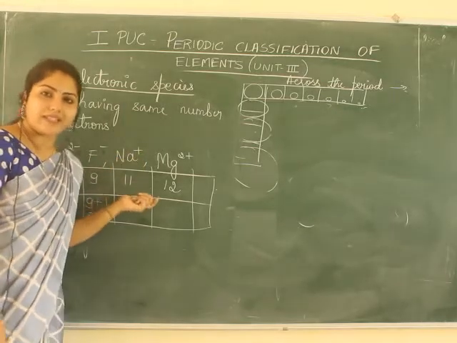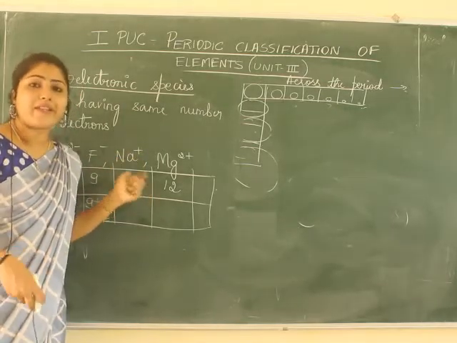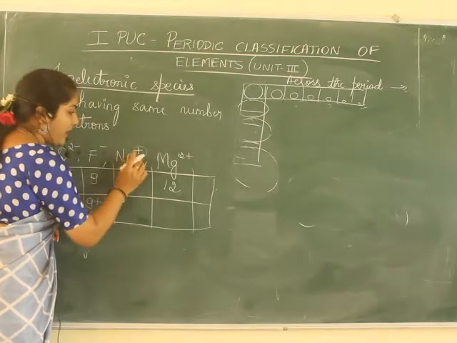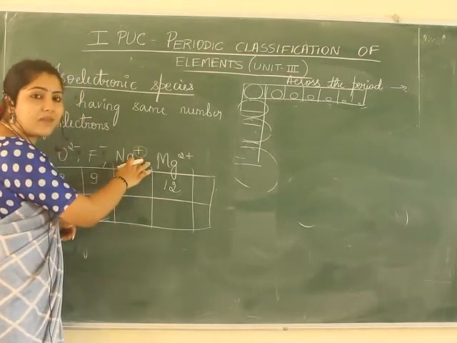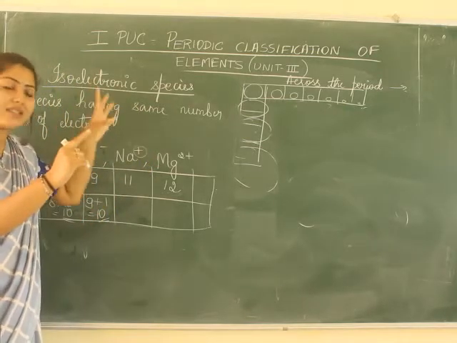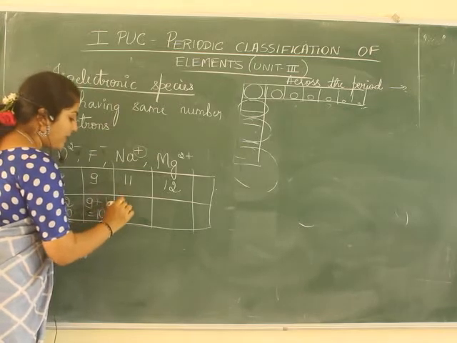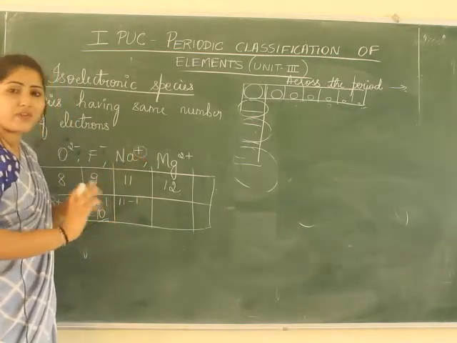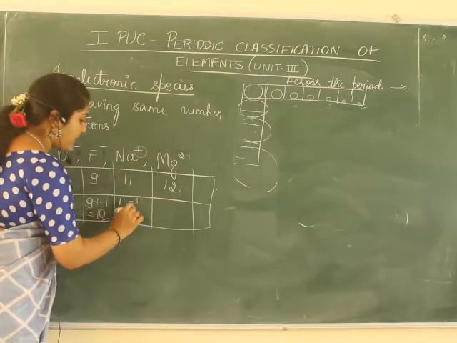Sodium's atomic number is 11. That means it has 11 electrons in it. But Na plus means how many electrons it has lost? It has lost 1 electron. So one positive charge is extra there. So 11 minus 1 I will have to write. Are you getting the point? Why? Because it has lost 1 electron. So it is 10.